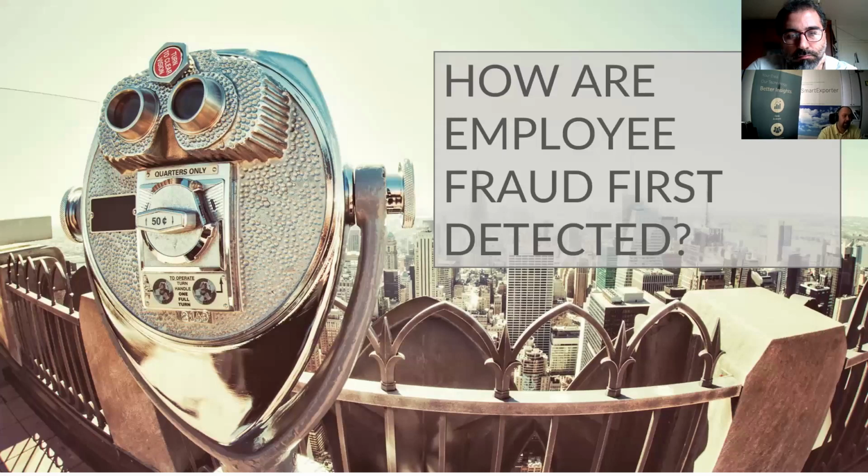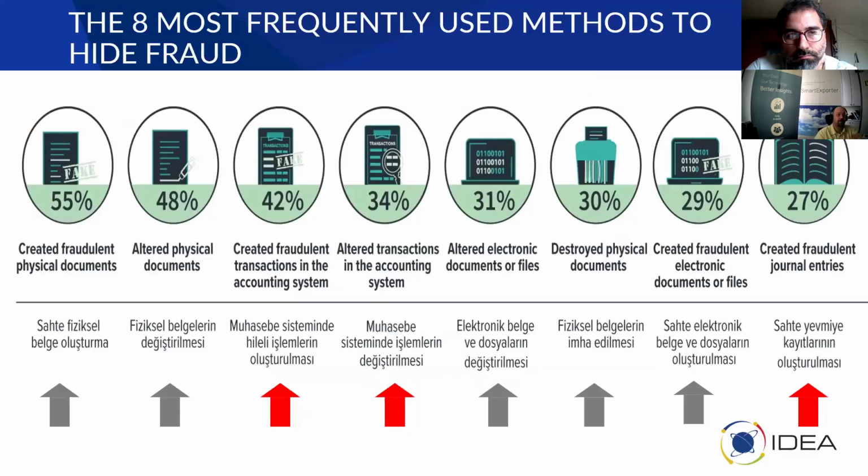Okay, let's see how employee fraud is first detected. This is the most frequently used method to hide fraud. I actually discovered a couple of times when doing forensic auditing, especially the first three, created fraud in physical documents. Yes, that really happened. Altered physical documents, and that really happens especially in companies with fewer than 100 employees.